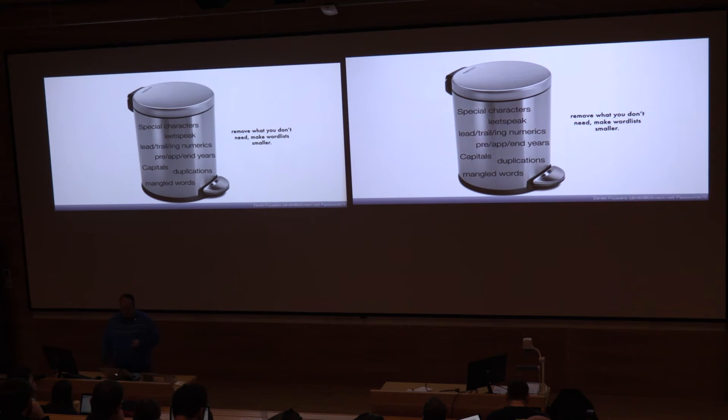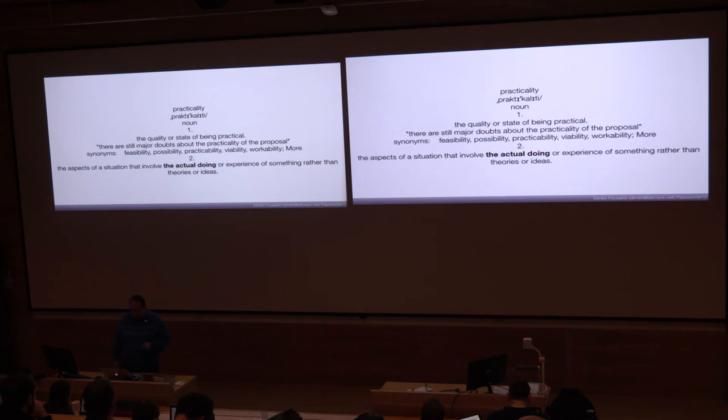So remove what you don't need and make your word lists smaller. Okay? So special characters, we don't need that in word lists. Even the most basic of rules and mangling rules will try special characters on your passwords. Leet speak, there are many default rules to do leet speak, so why have that in your password lists? Leading and trailing numerics, right? Password1234, password2015. You only need the word password in your word list. Rules can handle everything else around it for most of the passwords you're trying to crack. Right, prepending of years, capitals, duplications, and then mangled words. Remove these from word lists because rules can usually do it far more effectively than trying to have every possible combination of one that you can get.